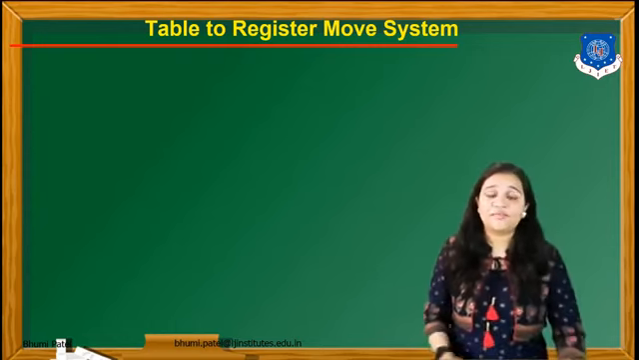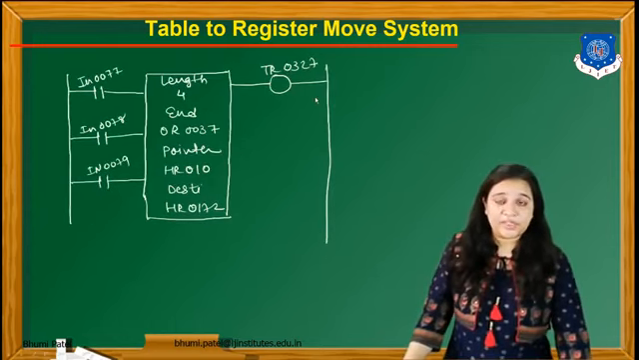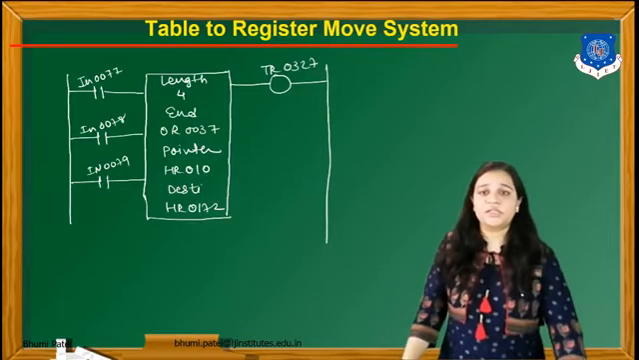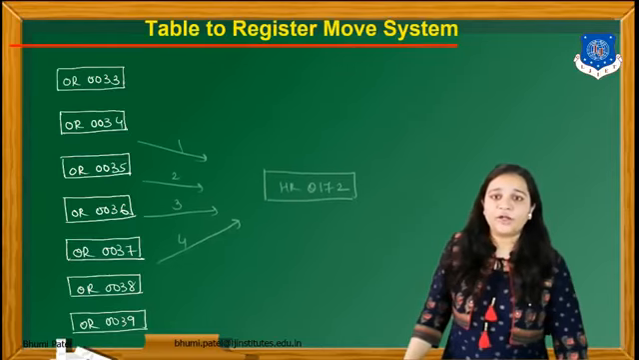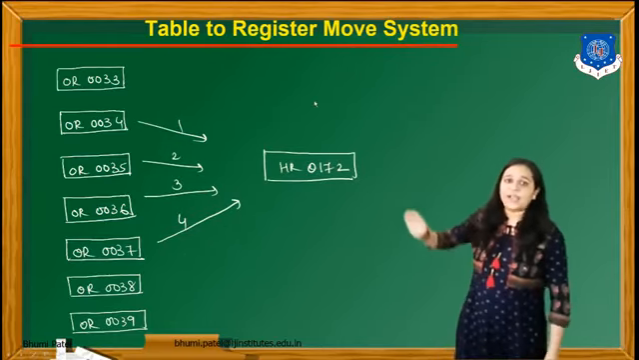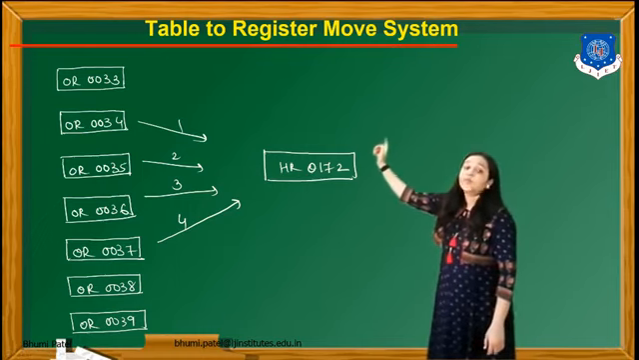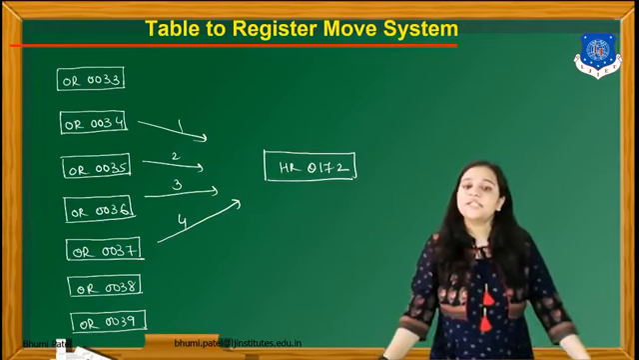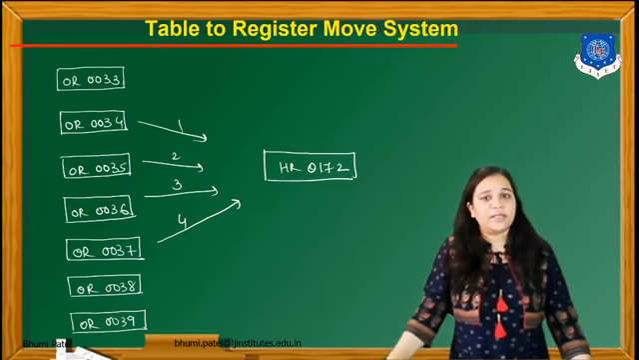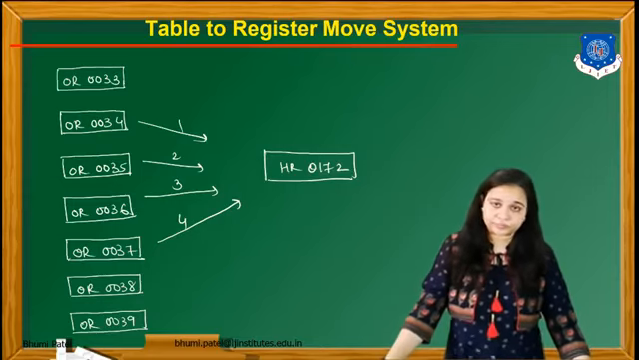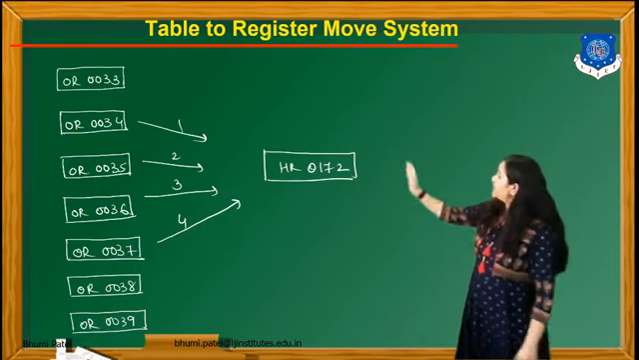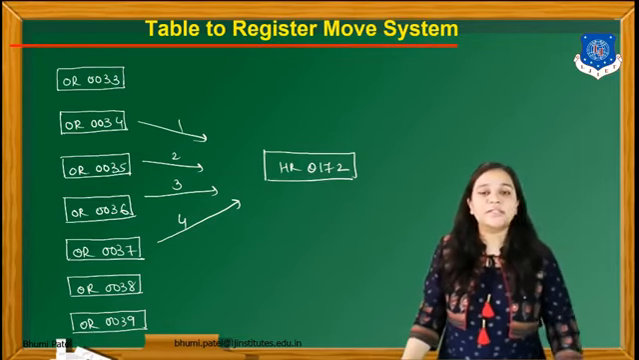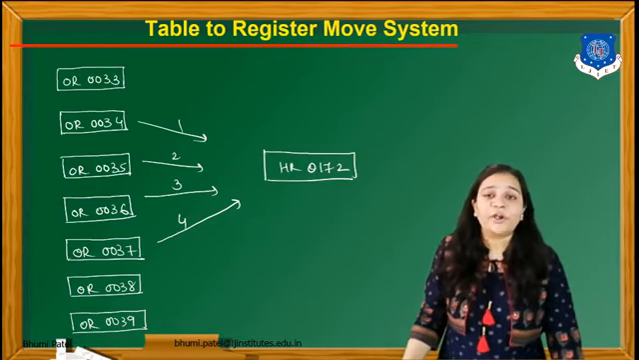Now next is the table to register move function. If we have to transfer a table to a register, that means a table format is given and we have to transfer that table to the register. Here is the diagram of the table to register move function. The table is OR0033, OR0034, OR0035, OR0036, OR0037, OR0038 and OR0039. We have to transfer this table to the register HR0172.